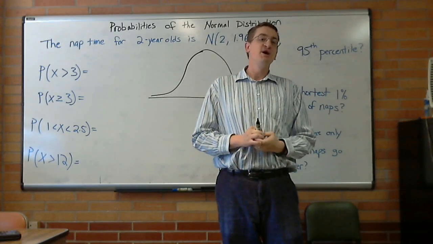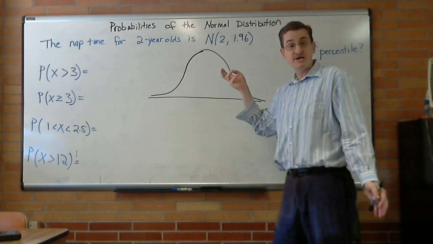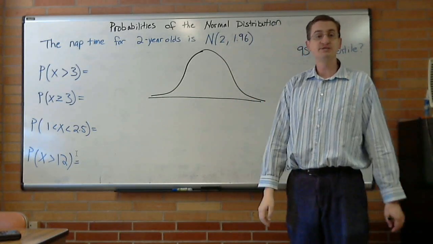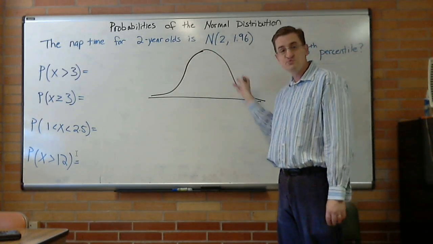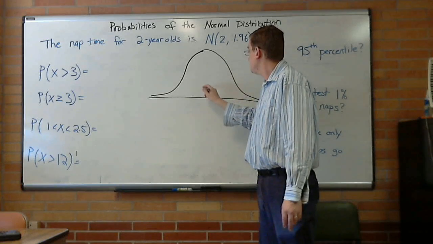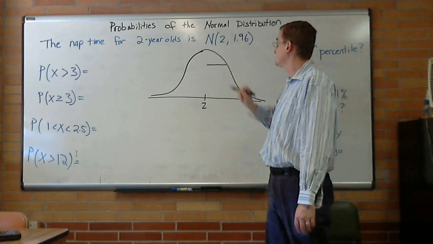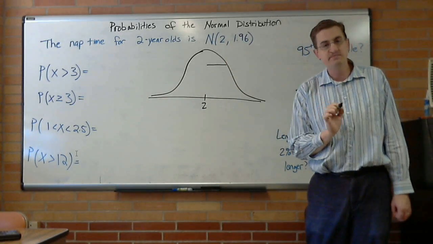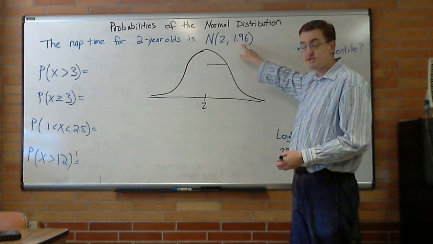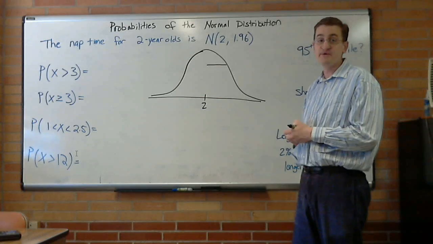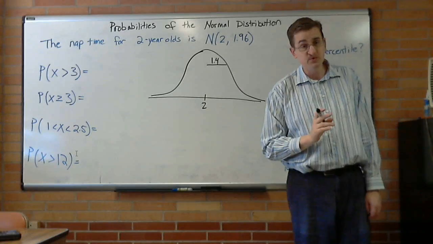Let's do probabilities of the normal distribution. We're going to do nap time for 2-year-olds. You put a 2-year-old down for a nap, on average, they're going to sleep 2 hours. Now, when you see the normal curve, I hope in your mind you draw this in your head, and right here in the middle is where we're going to put the 2. But what goes right here for the standard deviation? It's not 1.96. Did you catch the trick? It's not squared. This 1.96 is really 1.4 squared. That's our standard deviation. Watch out for that trick. Don't get fooled by it.